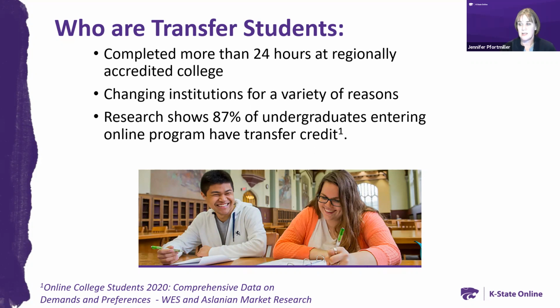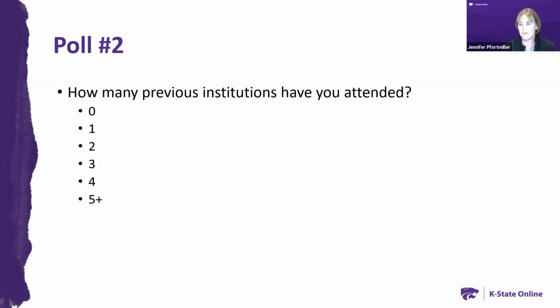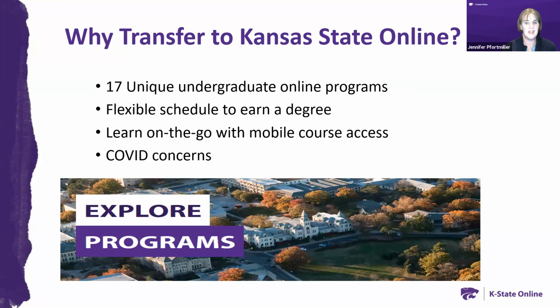And so we're very comfortable and confident in working with transfer students, and we want you to know that too. So why transfer to K-State Online in particular? K-State does have 17 unique undergraduate online programs in a lot of variety of areas. We've got a flexible schedule that allows you to earn a degree while you're also working or taking care of family responsibilities. We've got learn on the go with mobile course access, so you can be anywhere and still complete coursework for a K-State degree.